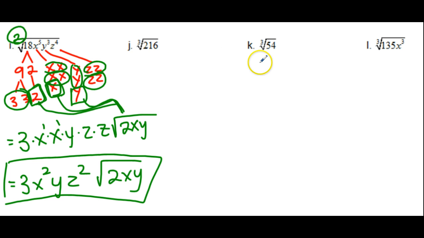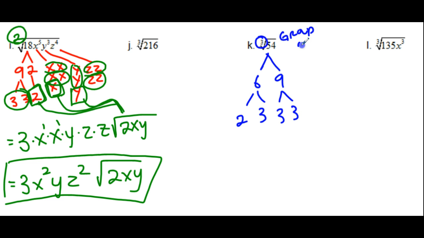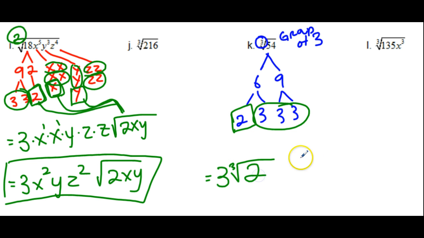So let's look at this one over here, just so we have room. 54. We're going to break this down 6 times 9, right? Let's break this down 2 times 3. Let's break this down 3 times 3. All right? So in this case, we're looking at cube root, right? So we want a group of 3. So here we have one group of 3. So I'm going to take that out. All right? This guy is all alone, so it's going to be cube root. Don't forget to put that there. Cube root of 2. So our answer to this simplified version of it is 3 cube root of 2.